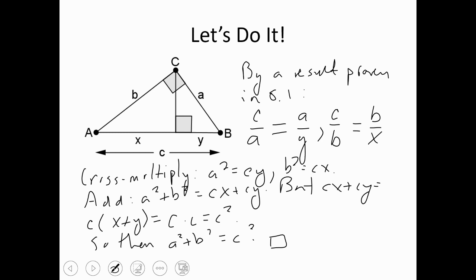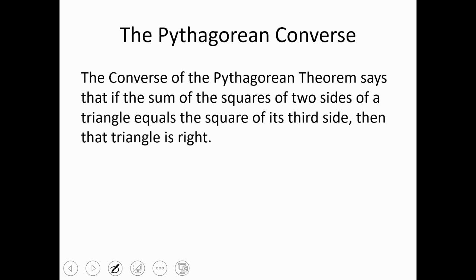So a good way to sum up what we've done here is that the Pythagorean theorem is a relatively quick, relatively easy consequence of angle-angle similarity, together with the construction of the altitude to the hypotenuse. All right, so now for the Pythagorean converse.